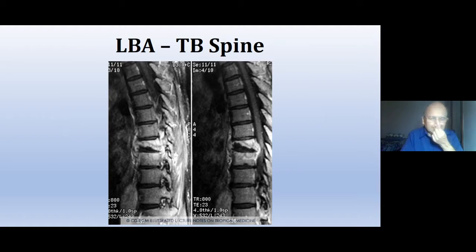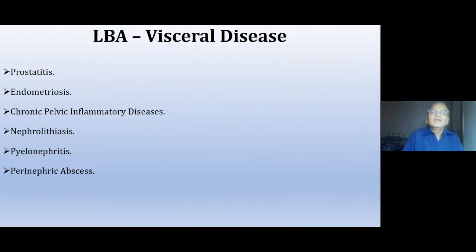Very important. The classical presentation is severe low back pain associated with fever, night sweats, loss of weight and loss of appetite. Initially, the X-rays may not be able to pick it up. The CT may pick it up. The earliest thing which will pick it up is an MRI, which shows complete destruction of the vertebra. That's very important. So we finished low back pain due to mechanical causes.